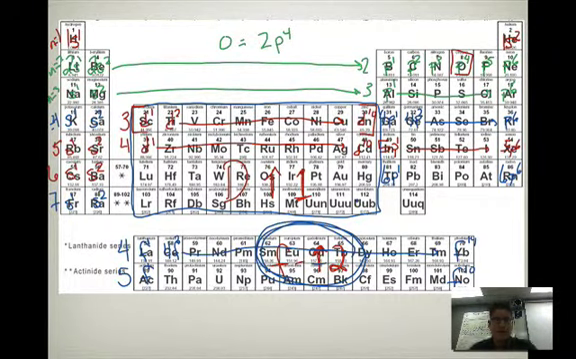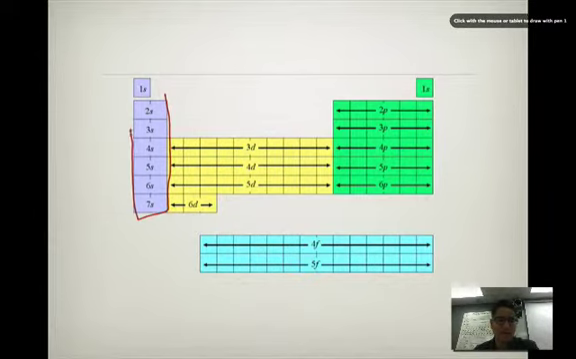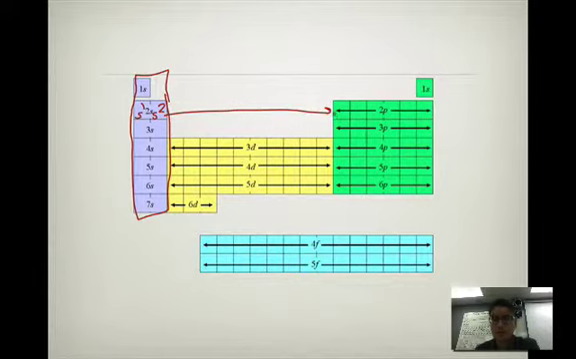So you can kind of summarize what we're talking about here. My s orbitals, again, are my alkali metals and alkaline earth metals, and it only takes 2 electrons to fill it up. So this would be s1, s2, that orbital is full, so then I jump to my p orbitals. And my p orbitals, I need 6 electrons to fill those up. And then once I fill that one, I move on to the next energy level.